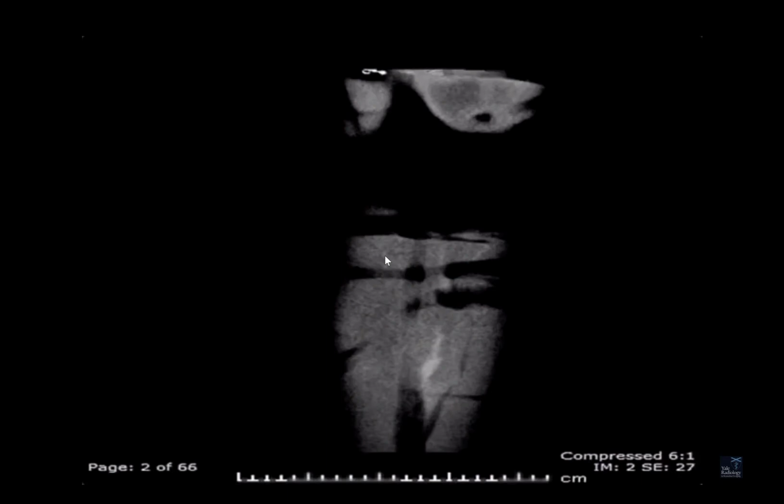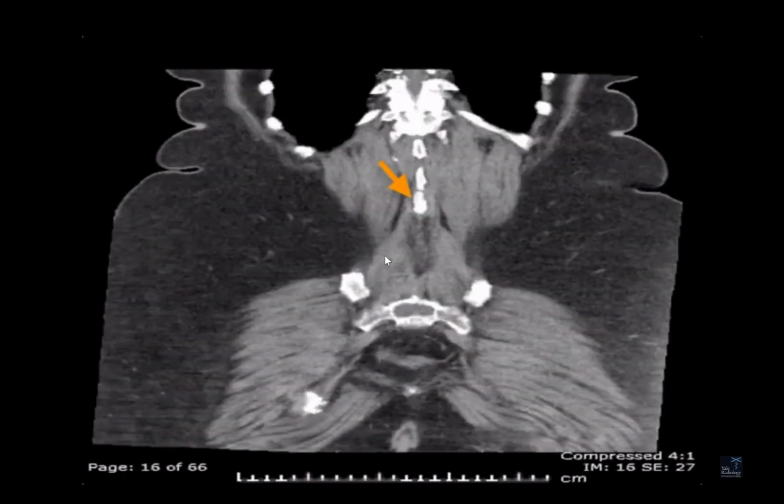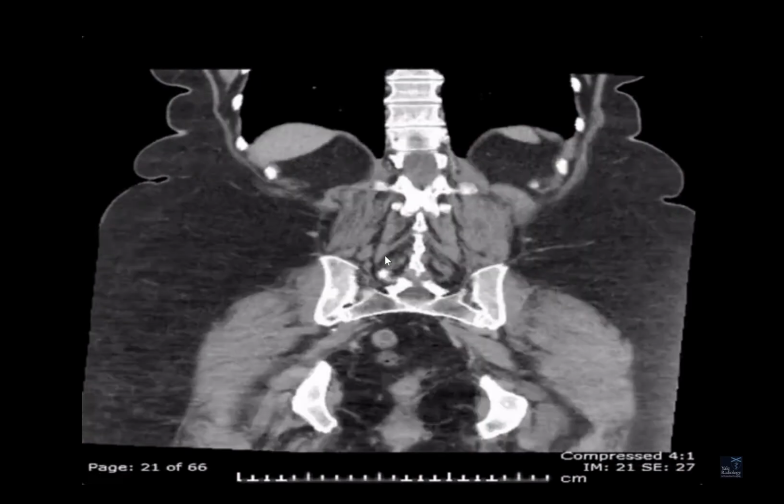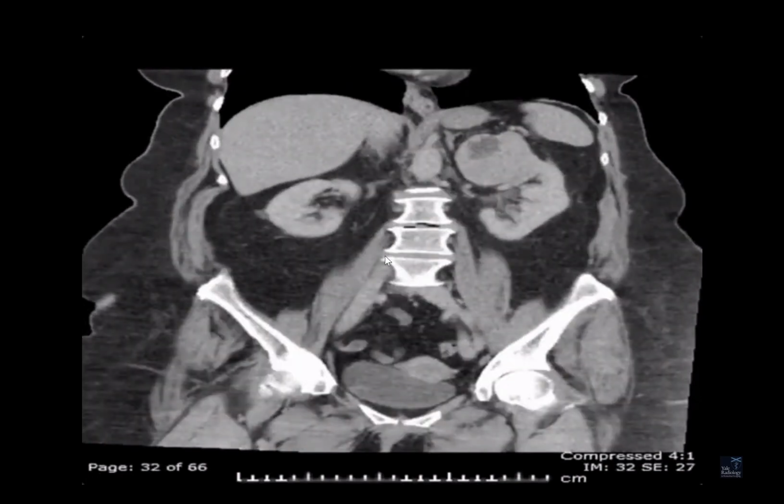This is a coronal CT scan of the same case. We're going to be scrolling from posteriorly to anteriorly in this case. So as we go from posterior to the anterior, the posterior-most structures, we're going to start to see the spine, some of the ribs, some of the bones, and then we'll start to see the kidneys.